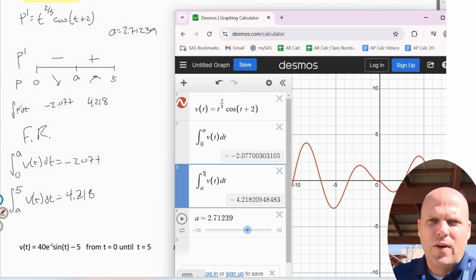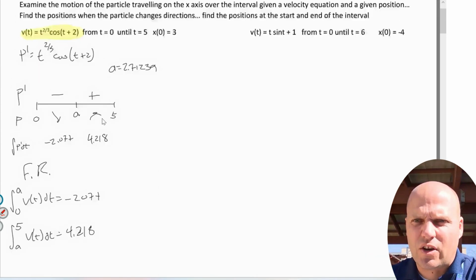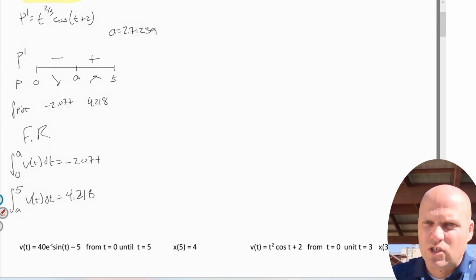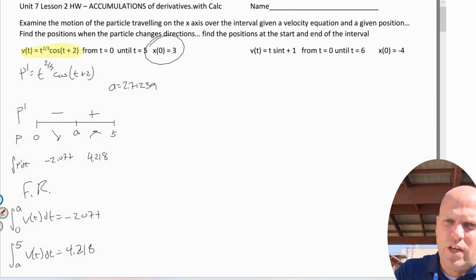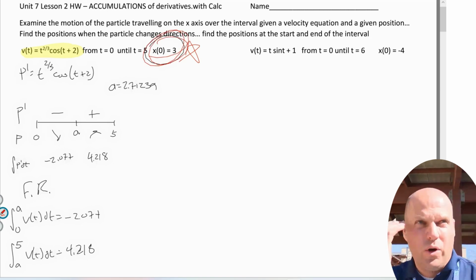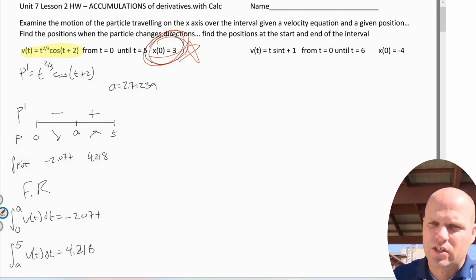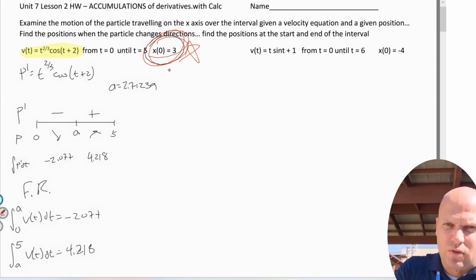Cool. And now if I want to know my positions at all these times, I have to have my starting position. Well, I start at a position of 3. This is the biggest heads up, guys. This just tells me how much I go up or go down. You need to know a starting point. You need to know what the C is. So this is P of 0 is 3.